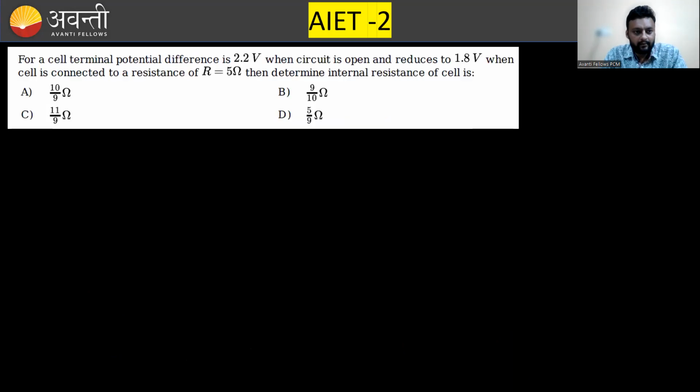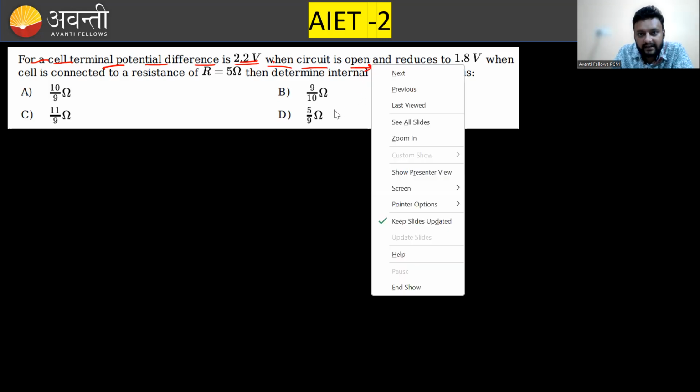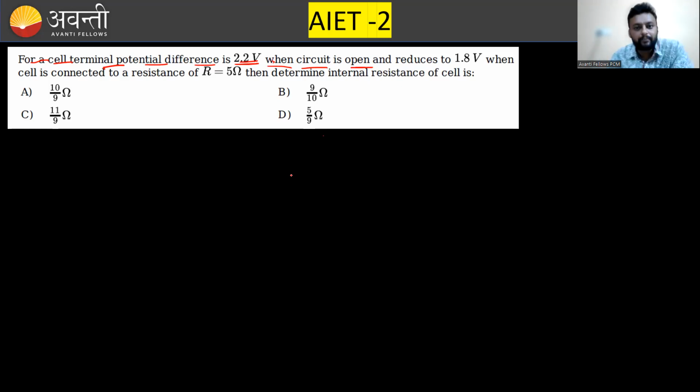Move further. Another question. What it says, pause the video, try to read out the question, try to understand the concept, and then listen to me again. For a cell, terminal potential difference is 2.2 volt. Now, the sentence is not complete yet. When circuit is open. Now, up to this point, the sentence is complete. Now, when circuit is open, the potential difference is 2.2 volt.